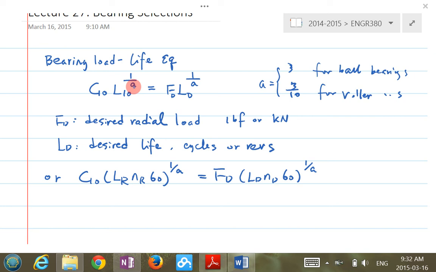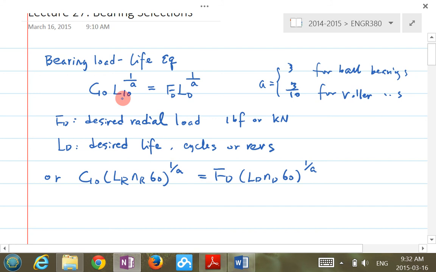So we had an introduction of bearings in the previous lecture, and we looked at the so-called bearing load and life equation. This is the bearing load and life equation, and the symbols used here, C10, L10, are from the catalog. C10 is called the basic load rating, or basic dynamic load, and this is basically from the catalog. L10 is the L10 life.